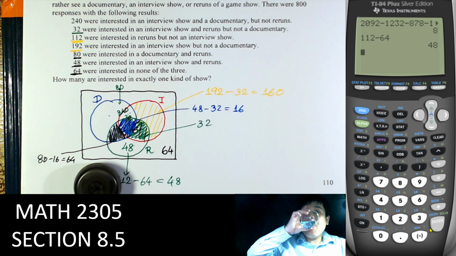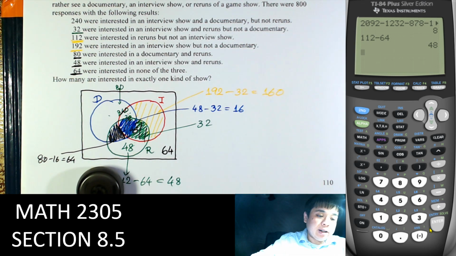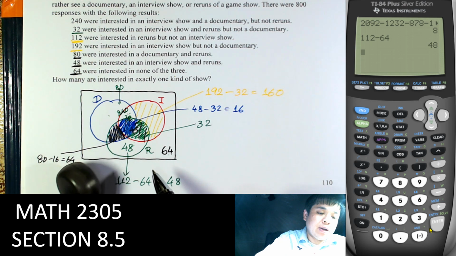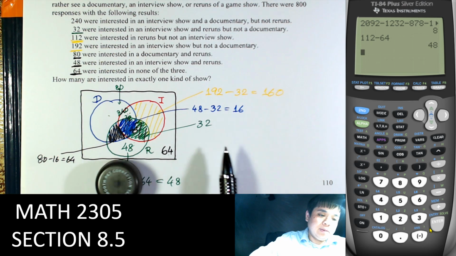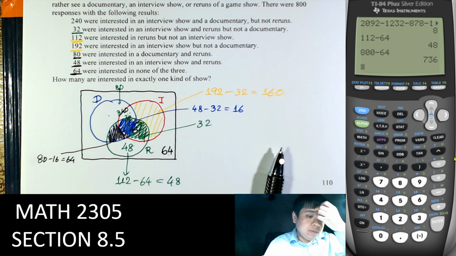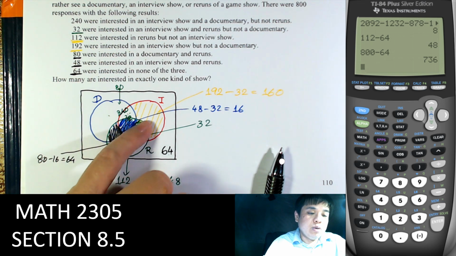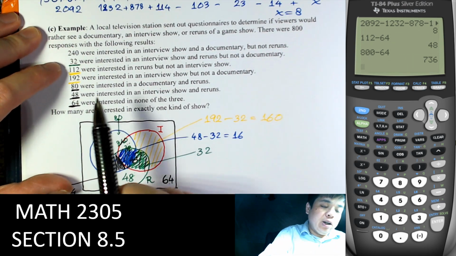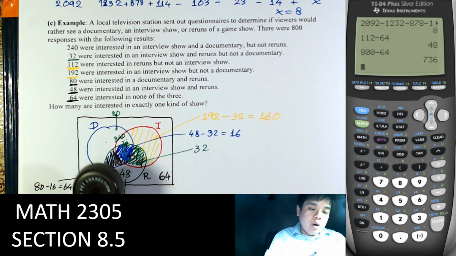Right, let's check again. 64 we haven't used. So if we had 800 minus 64, that's 736. Now take 736, we subtract every region. We should have it. Right. Now let's check all these numbers again. 240 interview but not rerun.